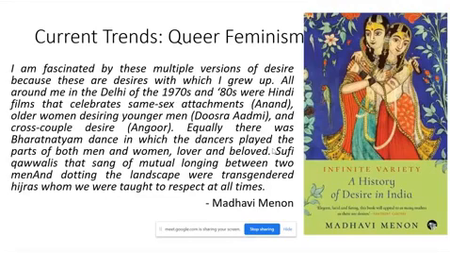And in her introduction, she writes, I'm fascinated by these multiple versions of desire, because these are desires with which I grew up. All around me in the Delhi of the 1970s and 80s were Hindi films that celebrate same-sex attachments, and that's Anand. Older women desiring younger men, Dusra Admi, and cross-coupled desire, Angur. Equally, there was Bharatnatyam dance, in which the dancers played the parts of both men and women, lover and beloved. In fact, this is true for most classical dances of India.